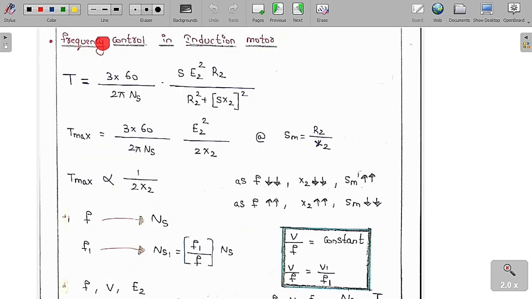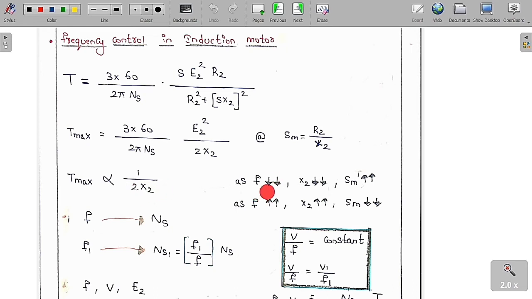Let me repeat this concept again. The frequency control is also called V by f control in the induction motor. The general torque formula is 3 into 60 by 2 pi ns into s E2 square R2 by R2 square plus (s x2) whole square. If you want the maximum torque, you keep the slip at maximum torque, which is R2 by x2. With simplification, we get maximum torque equal to 3 into 60 by 2 pi ns into E2 square by 2x2. So the maximum torque is directly proportional to 1 by 2x2.